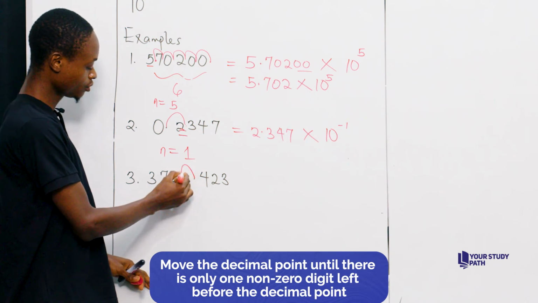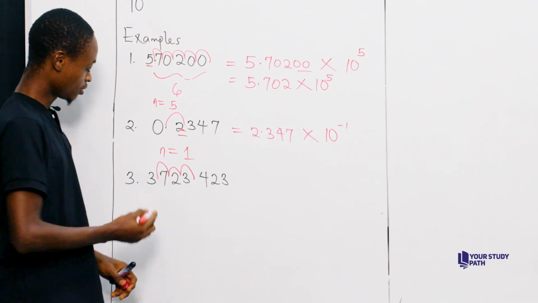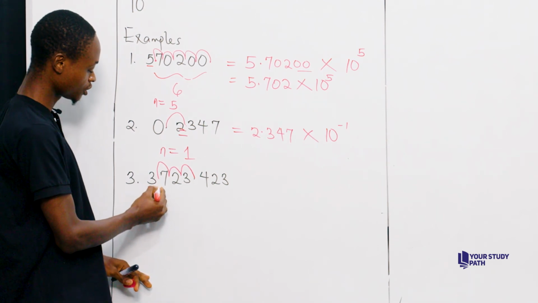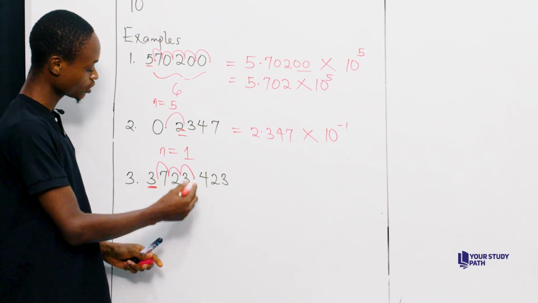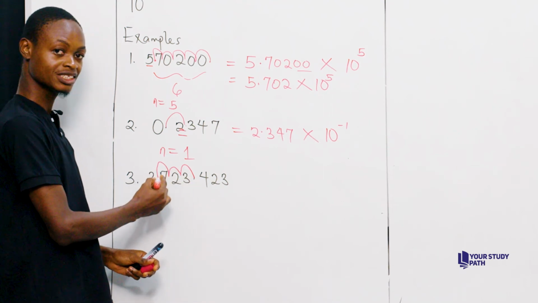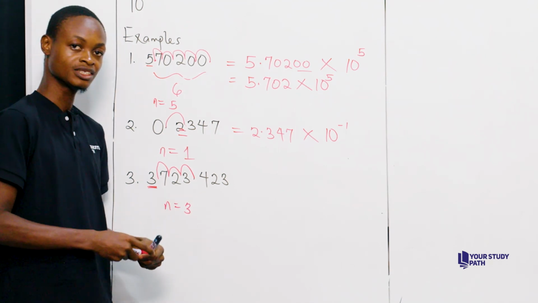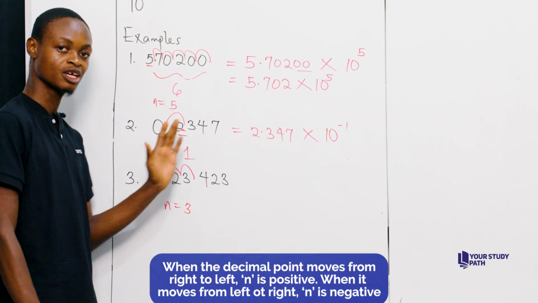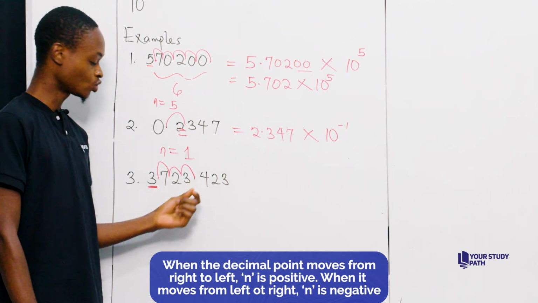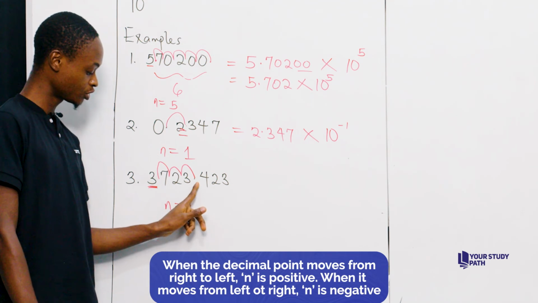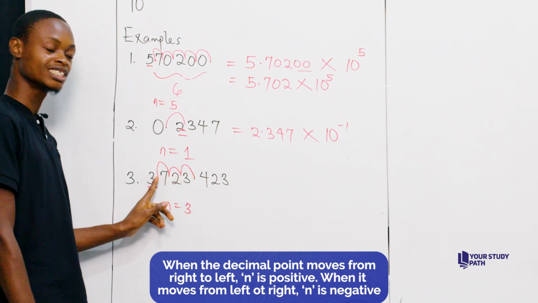So we have 1, 2, 3. We stop here. Now we have just one non-zero digit before the decimal point. Now in this case, we have moved it 1, 2, 3, three times, so you have n equal to 3. The next thing to identify is, have you moved from right to left or from left to right? This was the original position of the decimal point, so we have moved it from this point towards the left. So in this case, it remains positive.